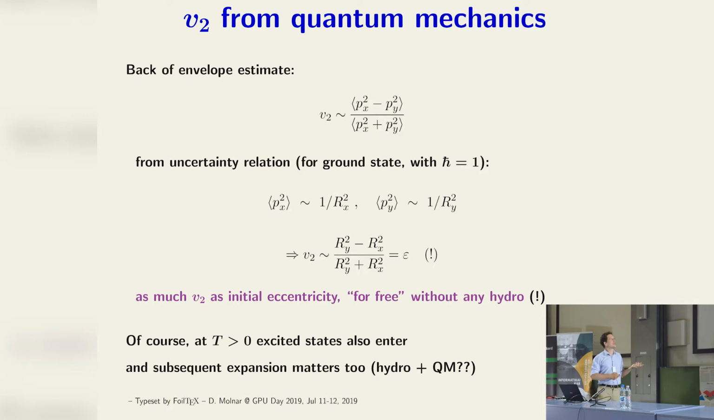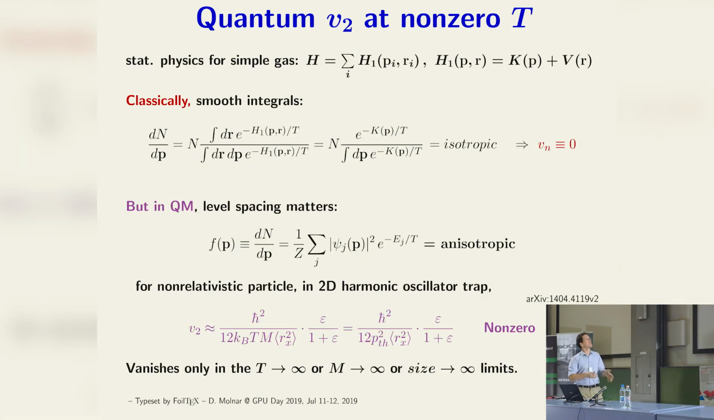In fact, ideally, one should somehow do hydrodynamics together with quantum mechanics, except we don't know how to do that. But we can at least investigate the same example at finite temperature. So let's do that. This is standard statistical physics. You can open Landau's book, and it's in there. I think it's volume 5.